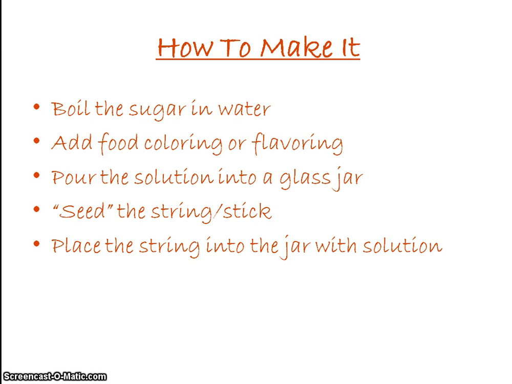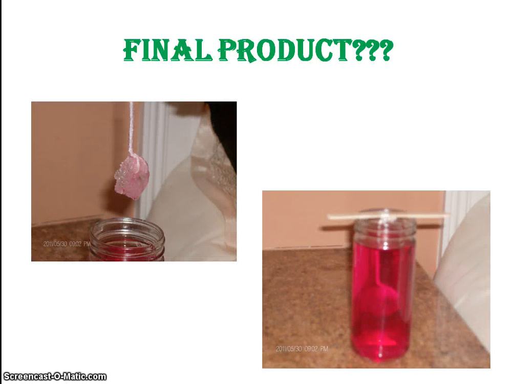Once the solution has cooled down, pour the solution into a glass jar. Take the string and wet it a little bit and stick the string in sugar. This is called seeding the solution. This is important because once placed in the jar, the solution becomes supersaturated, meaning that the sugar stuck to the string will not dissolve. This is what our final product looked like.